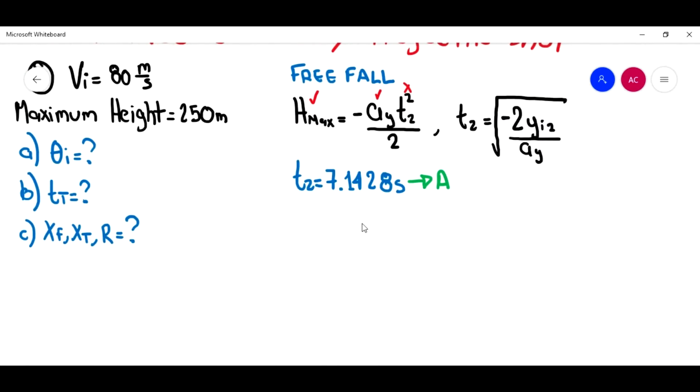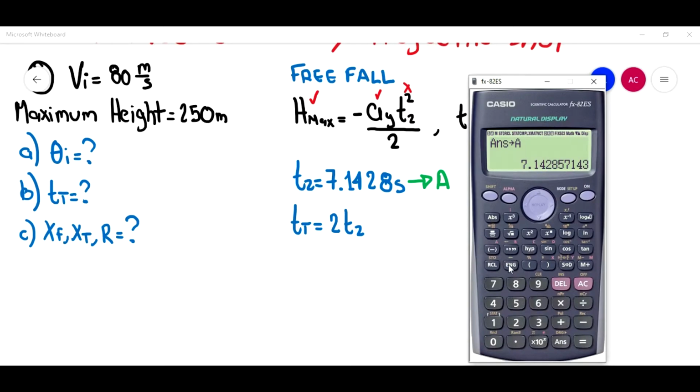But this is time 2. It's not the total time, but you just need to remember that total time equals 2 times time 2, or 2 times time 1, but time 1 equals time 2, okay. So I hope there is no problem with that. So let's get the calculator. I'm just going to do 2 times A equals, and this is going to be the total time, and I'm going to save this value in memory B of my calculator, okay.